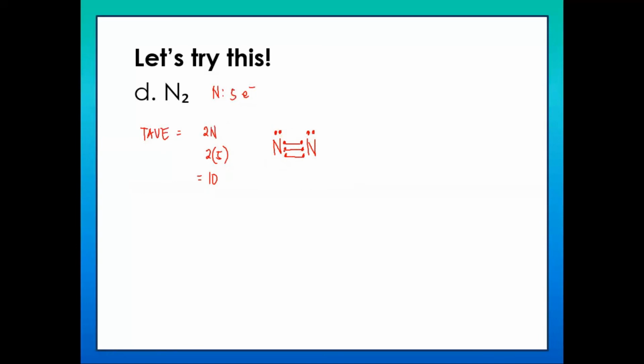So, 1, 2, 3, 4, 5, 6, 7, 8. This nitrogen is now stable. Okay, octet rule. 1, 2, 3, 4, 5, 6, 7. This nitrogen as well is stable. Okay? Because of the octet rule, it follows octet. Okay? So, how many dots we have here? 1, 2, 3, 4, 5, 6, 7. So, check ang total amount of valence electron.